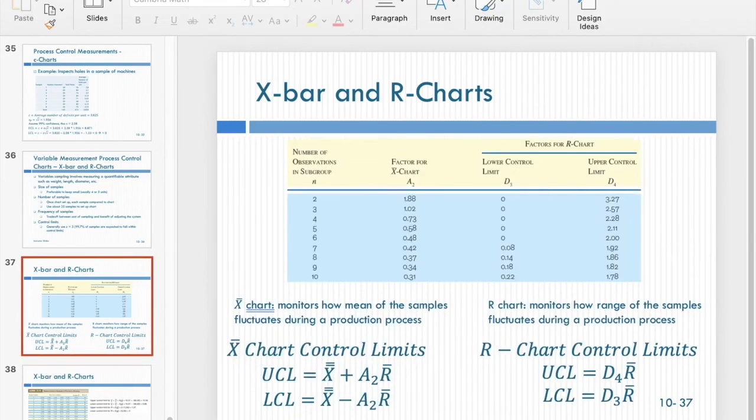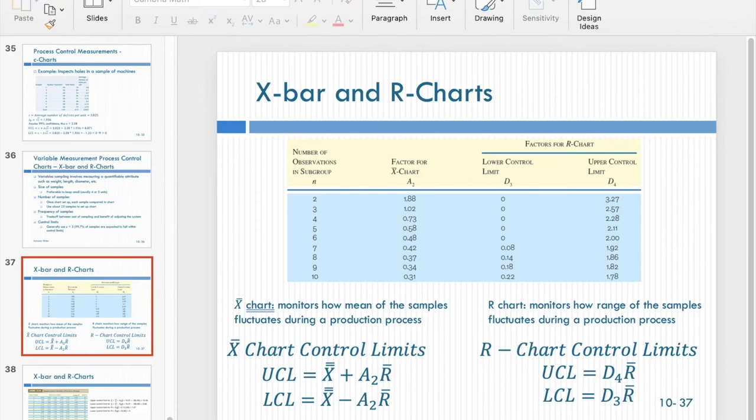Here, I show you part of this reference table. It's right here. You see, A2 is basically what we call a factor for the X bar chart. The D3 and D4 are the different factors for the R chart. A2, D3, and D4. Okay, that's it.